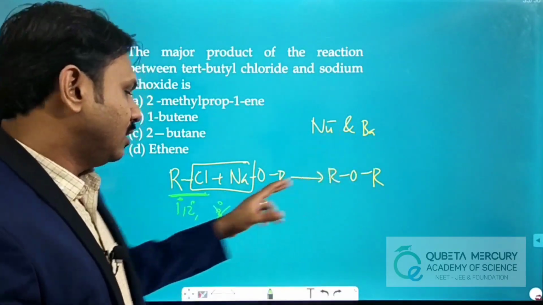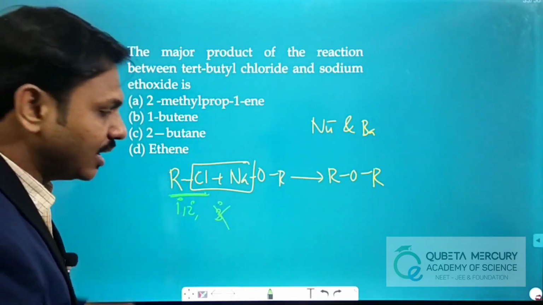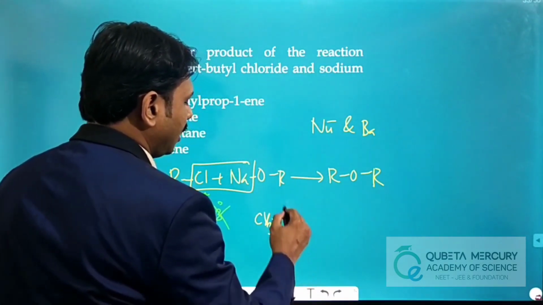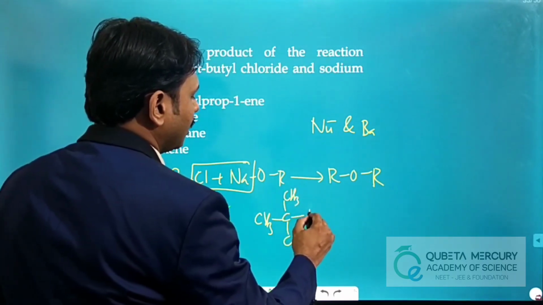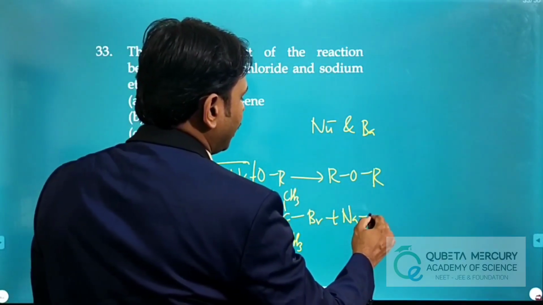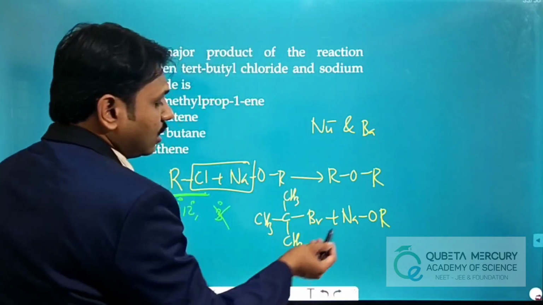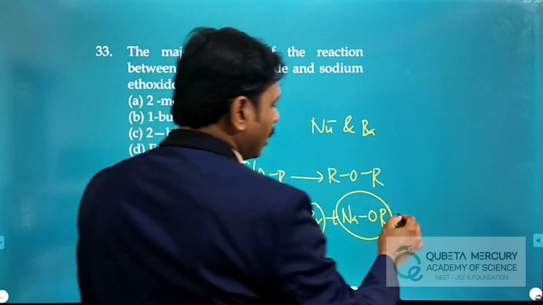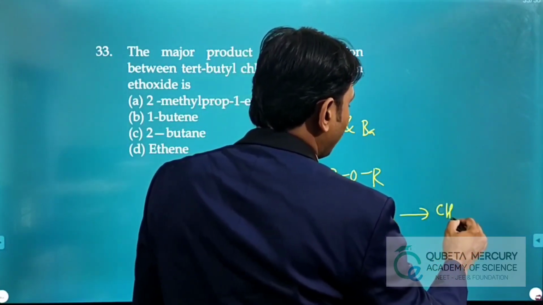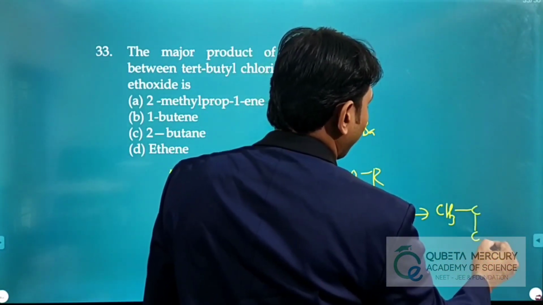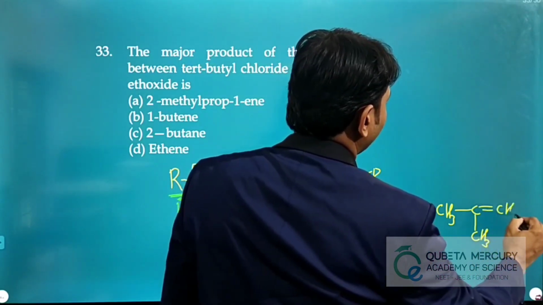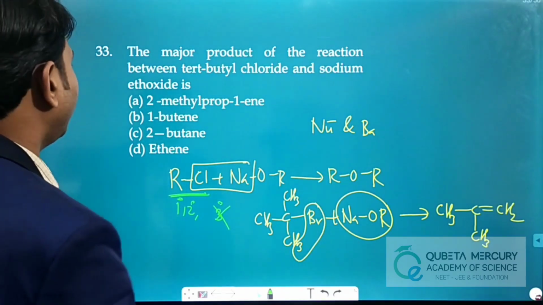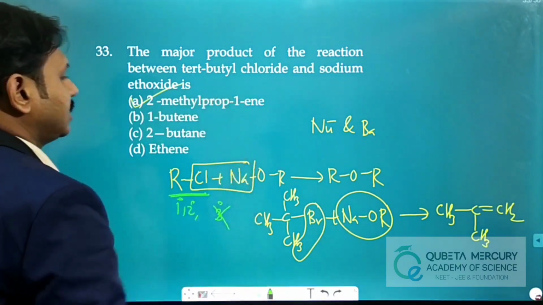So in this case, if the alkyl halide is tertiary, that is tertiary butyl bromide, that will be like this: (CH3)3CBr. When this is treated with NaOR, what happens? This being a strong base will undergo beta elimination reaction, giving isobutylene. This will be obtained. So the name is 2-methylprop-1-ene. A is the answer.